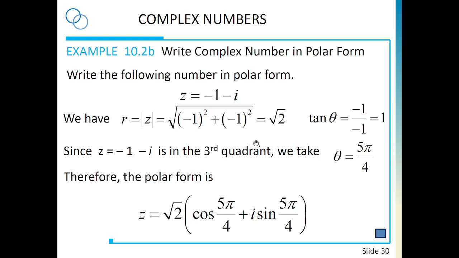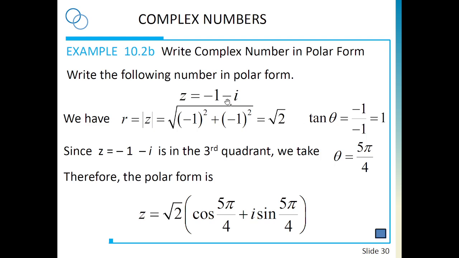modulus, r, and then tan of the angle is minus 1 divided by minus 1, because here the coefficient is minus 1, and here also, so b divided by a. Again, tan theta is 1, so we need to take tan inverse, but we need to be careful. We need to pick the angle that is in the third quadrant. Angle in the third quadrant whose tan is equal to 1. So obviously it's not pi over 4, it's 5 pi over 4.